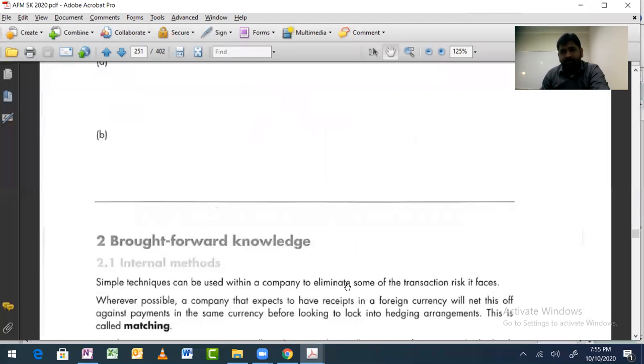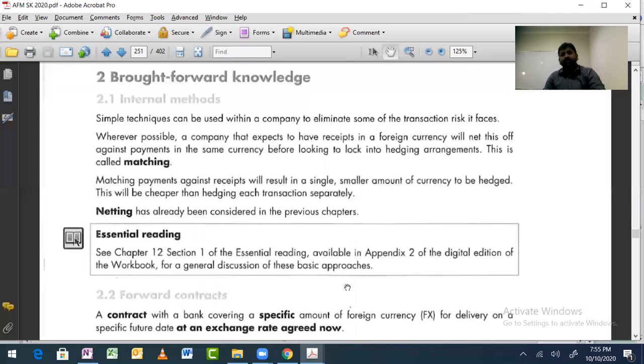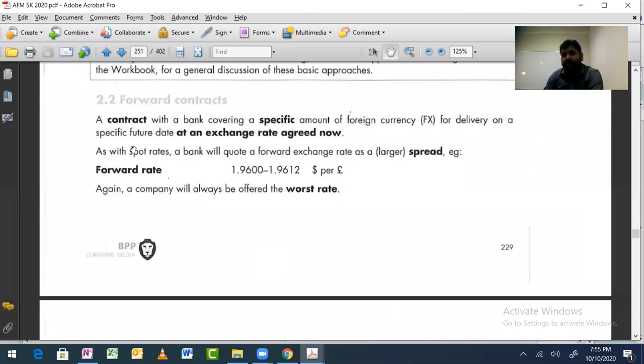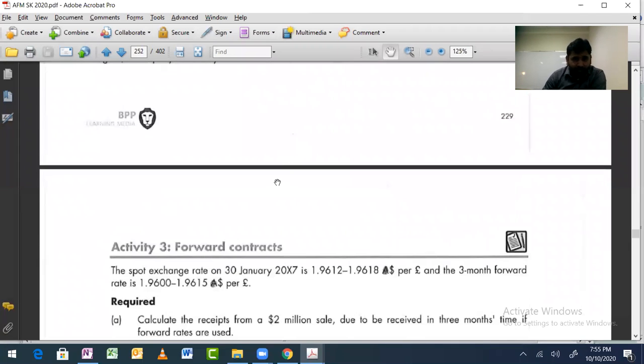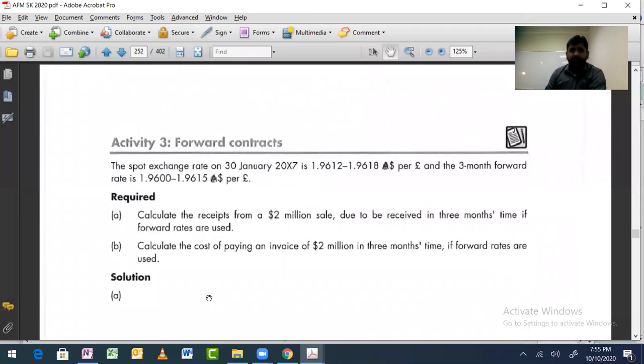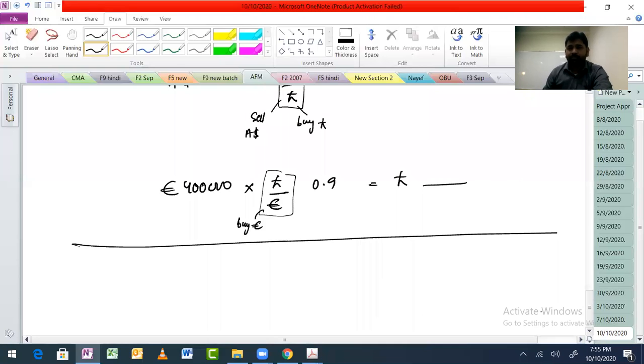Simple conversion questions. Now, brought forward knowledge. Netting has already been considered. Forward contracts. Now they are starting with forward contracts. Directly we'll do one question here. The spot exchange rate on 30th January is Australian dollar per pound, and then they forgot about the Australian dollar and have given dollar. So we can also forget about this Australian dollar, no problem.